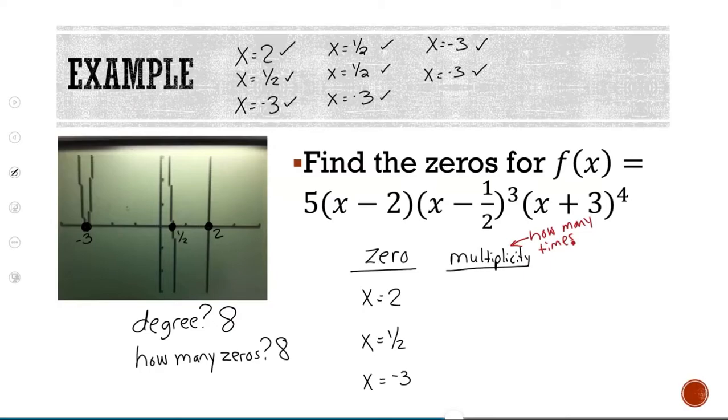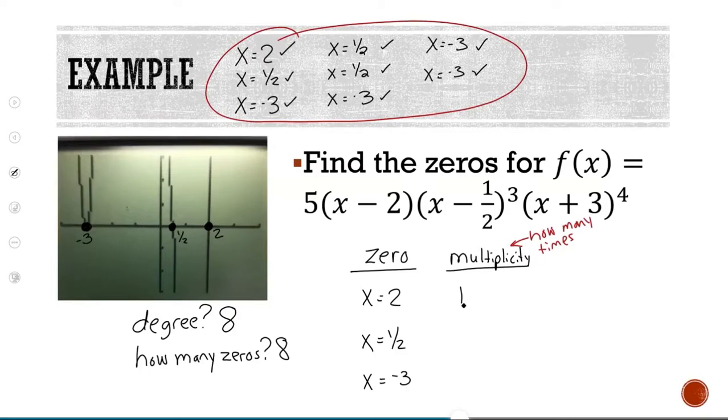So when I look up here at my list of zeros, how many times do I have 2? I just have that once, and so I'm going to put a 1 for the multiplicity. How many times do I have 1/2? I have that 3 times in the list, so that has a multiplicity of 3. And then the negative 3, it's listed 1, 2, 3, 4 times. So it has a multiplicity of 4.